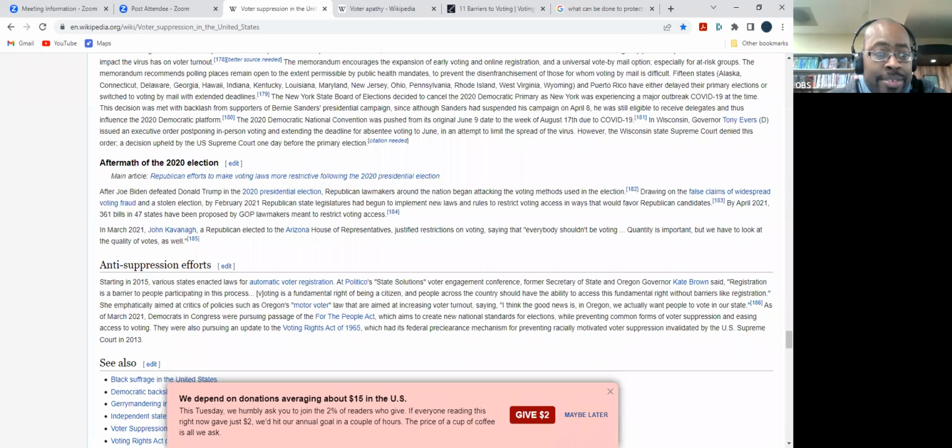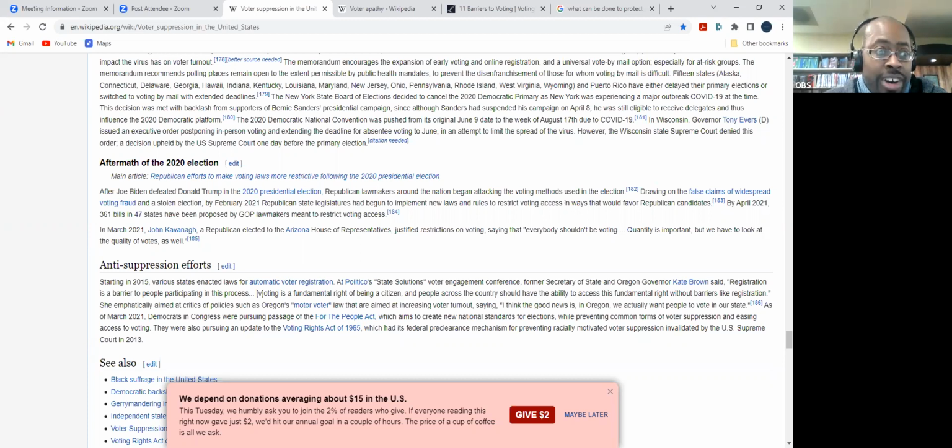So what happened after that? After Joe Biden defeated Donald Trump in the 2020 presidential election, Republican lawmakers around the nation began attacking the voting methods used in the election, drawing on the false claims of widespread voter fraud and a stolen election. By February 2021, Republican state legislators had begun to implement new laws and rules to restrict voting access in ways that would favor Republican candidates.